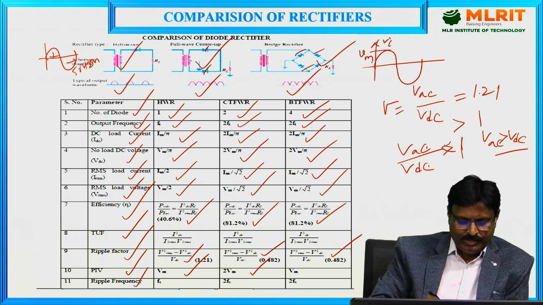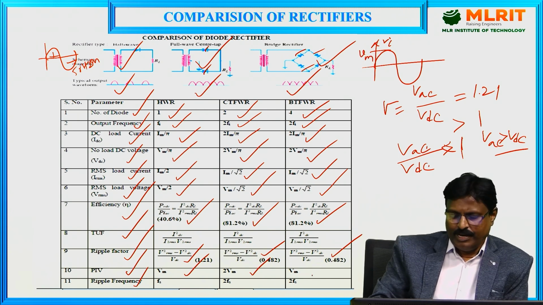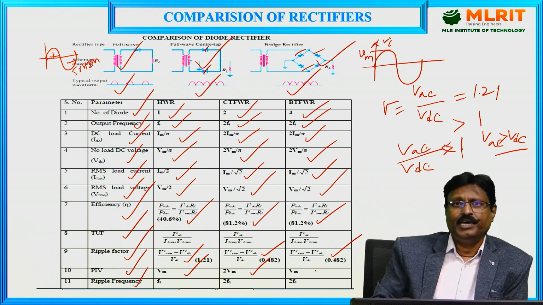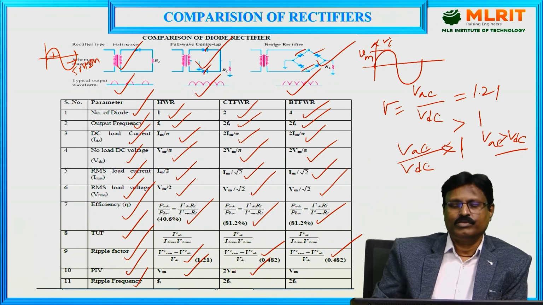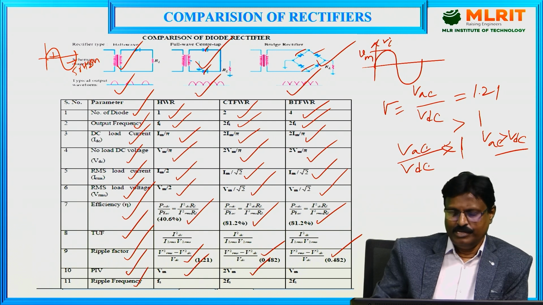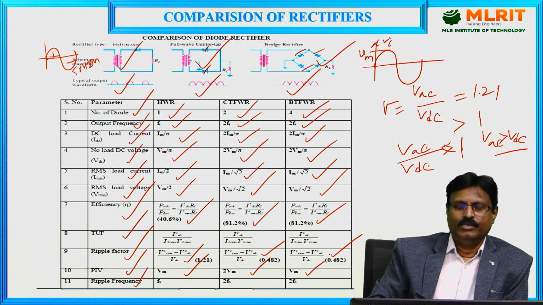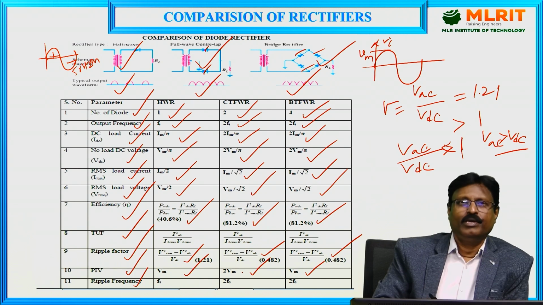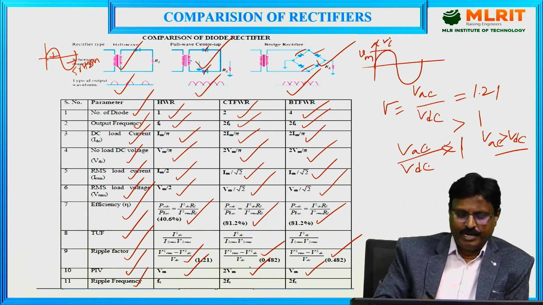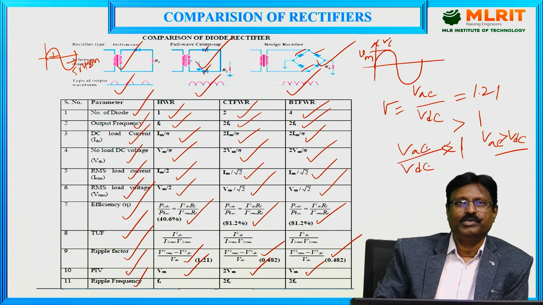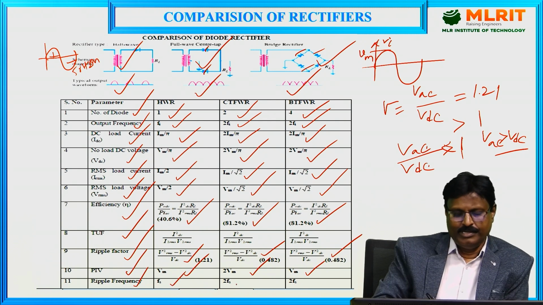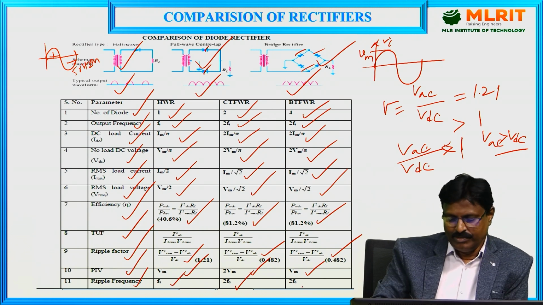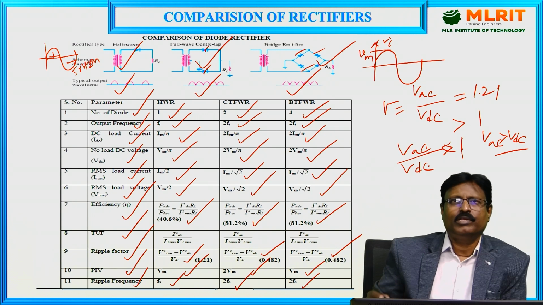Okay. So here 2 Vm, and if you go for the bridge rectifier, the 2 Vm is shared by 2 diodes, as I said already in the last class. So you will get Vm per diode here, whereas it is 2 Vm per diode in the case of the center tapped full wave rectifier. It is reduced here. Okay. Next, ripple frequency: here Fs, here 2 Fs, and here 2 Fs. So this is about the comparison.